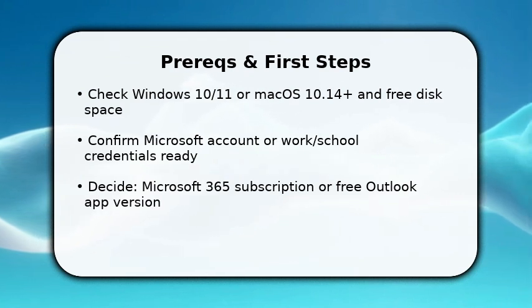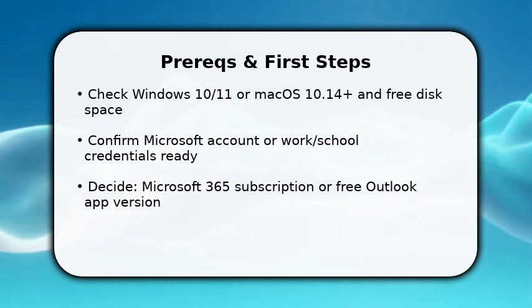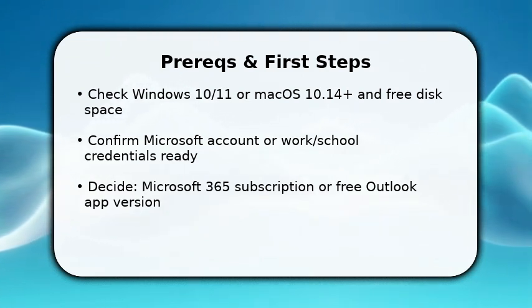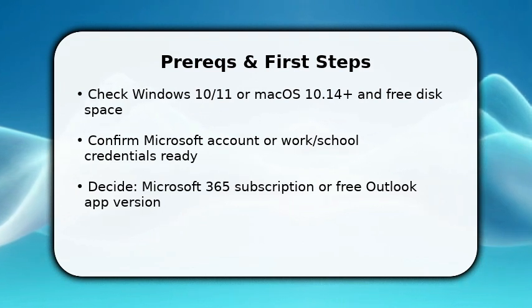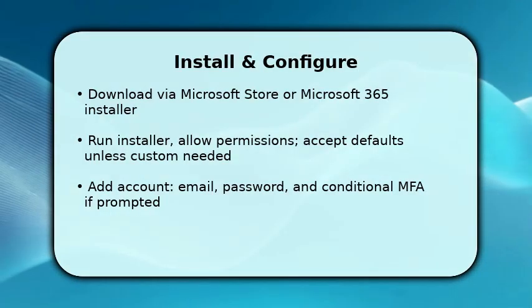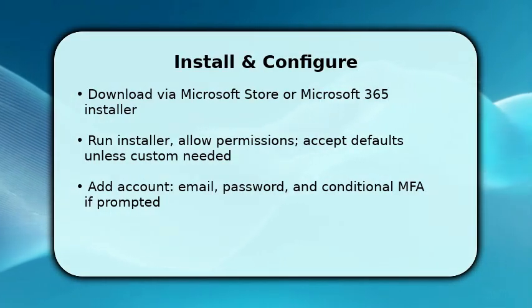You should choose Microsoft 365 if you want full features. Otherwise, install the free Outlook app to link mail, calendar, and contacts quickly and securely. You now download and run the installer. Allow permissions when prompted so system integrations work.